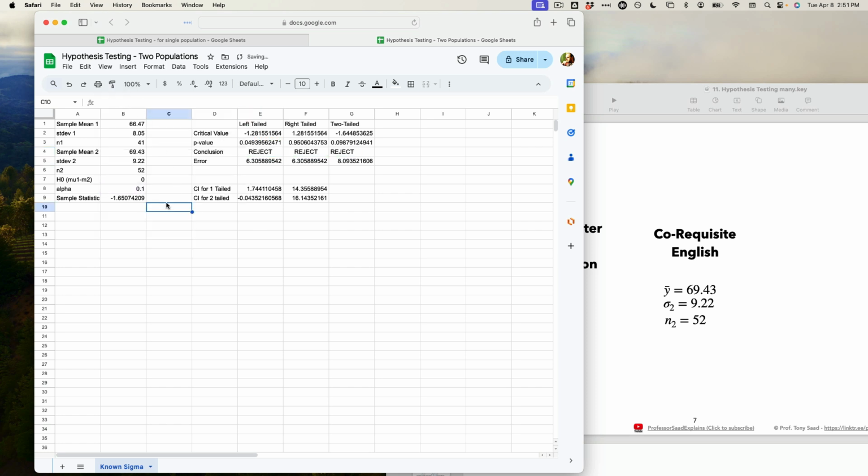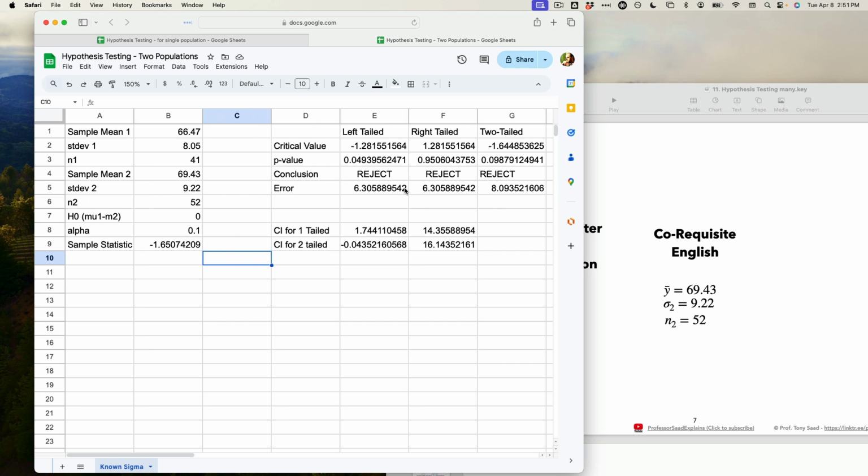Sorry, let me zoom in a little bit. Let me zoom in a little bit here. Okay, this is better. Okay. So for the conclusion, before we do the error and confidence interval, let's just get up to this point.